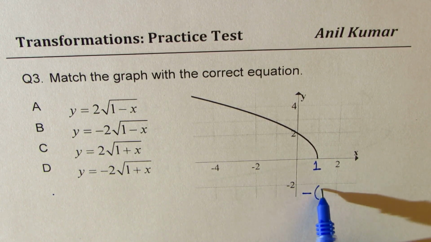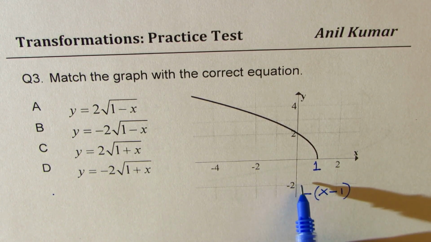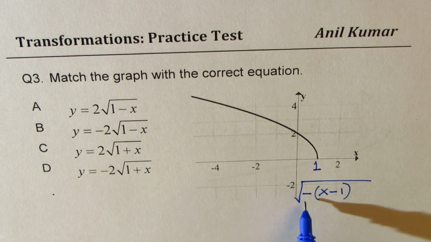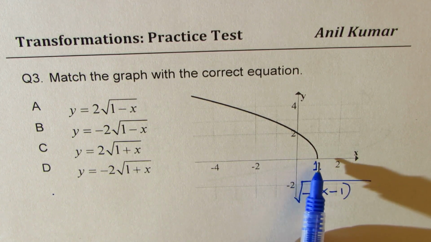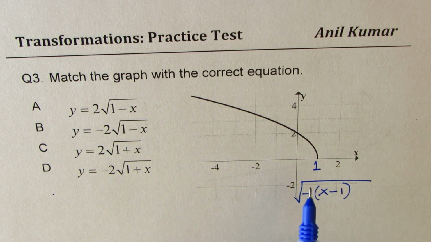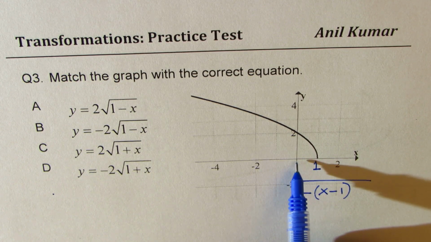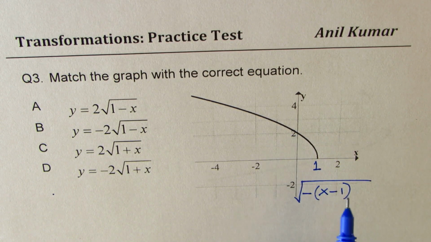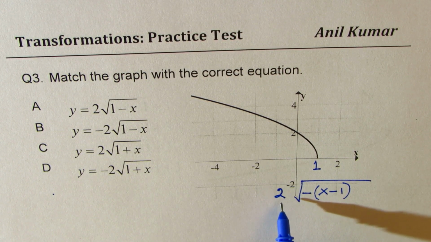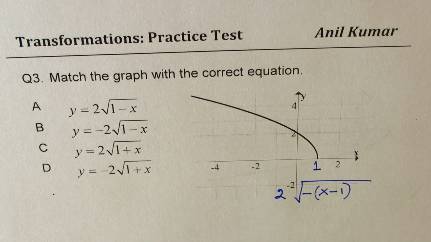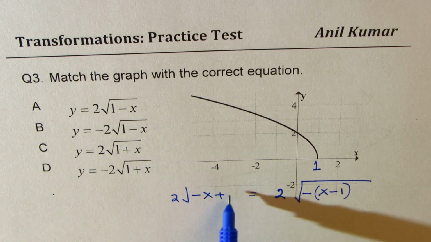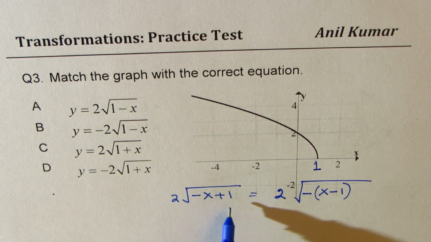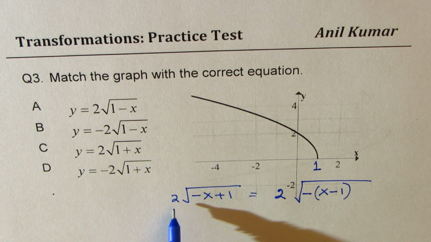Minus of within bracket x minus 1 square root, right? So this minus is the reflection on the y-axis, and that minus is moving 1 unit to the right. Now since you see that 1 unit away the magnitude is 2, that means it has been multiplied by 2. That is a vertical stretch factor. Now if you match the equation, if I open this bracket, I get minus x plus 1. So minus x plus 1 is the answer multiplied by 2.